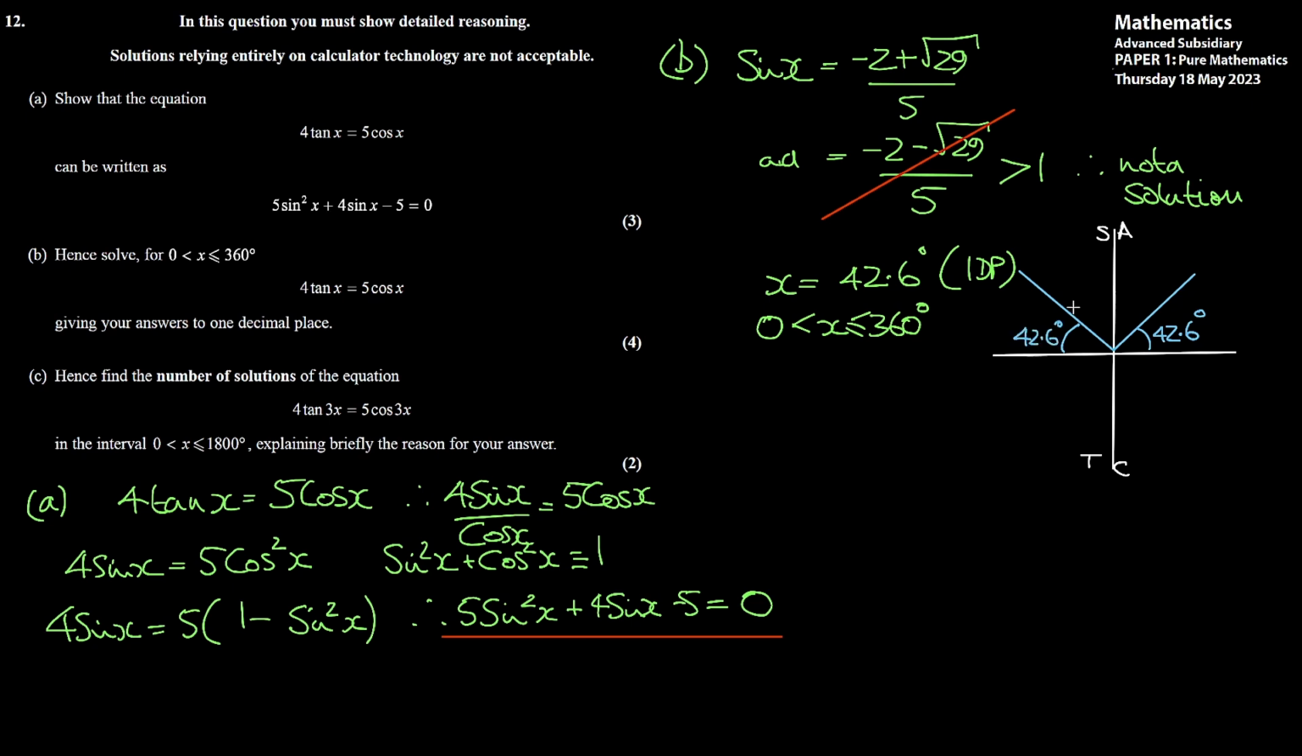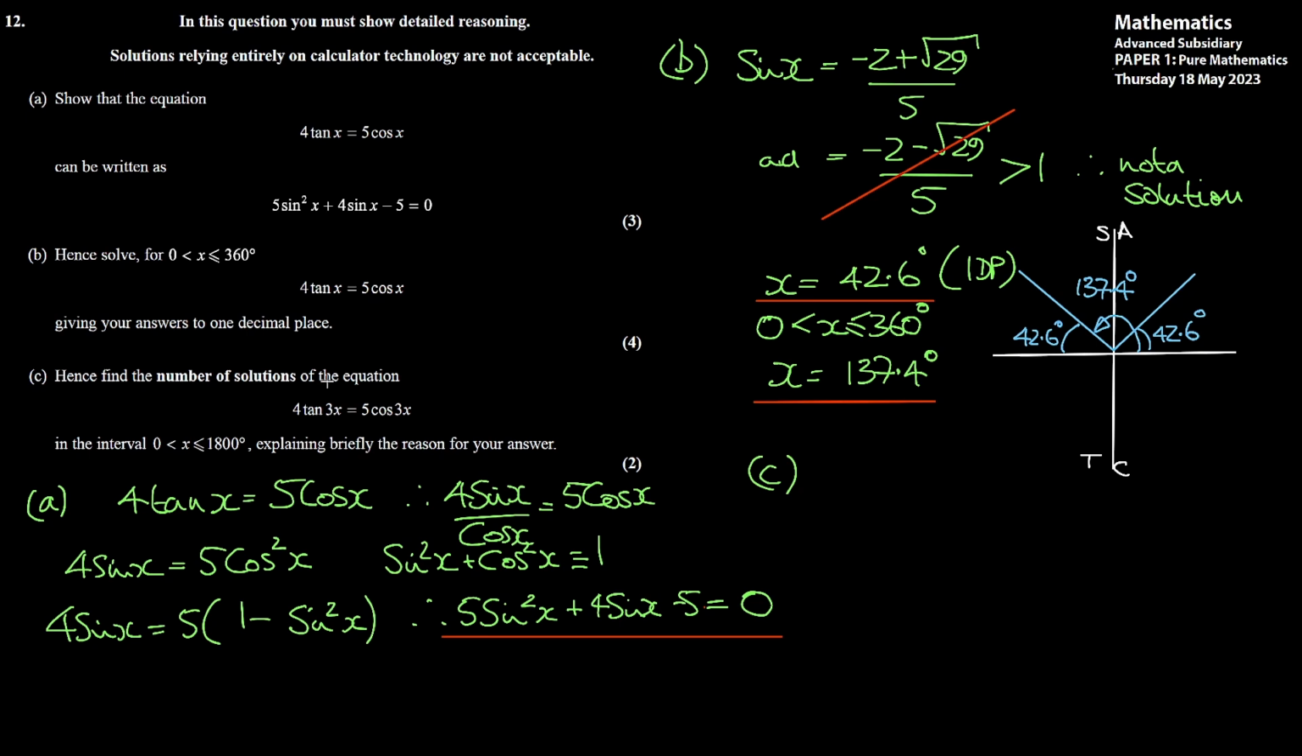And the angle we're actually interested in is that angle there, which if you take 42.6 degrees away from 180, we get the answer of 137.4 degrees. So our other solution is x is equal to 137.4 degrees. And those are the two solutions they were after. So now let's have a look at part C.